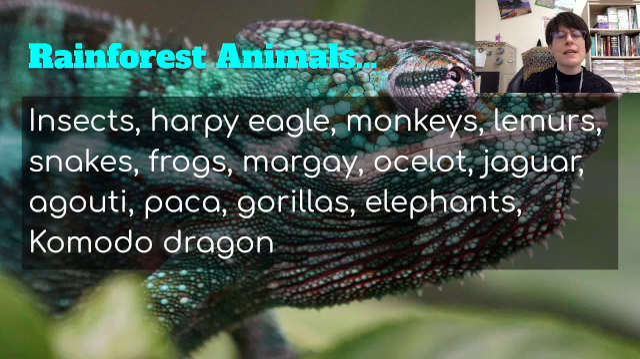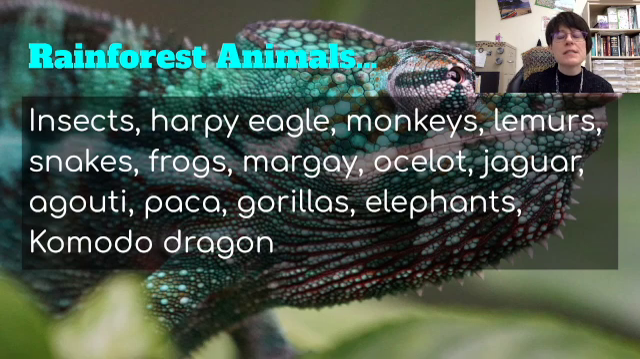Some rainforest animals, and I'm being pretty general here because there are so many, lots of insects. In fact, we even have some of our butterflies migrate to rainforest for the winter, right? Like the monarch butterfly. The harpy eagle, which is one of the largest eagles in the world. Monkeys, lemurs, snakes, frogs, margay, the ocelot, jaguar, agouti, and paca, which are rodents, gorillas, elephants, and Komodo dragons.